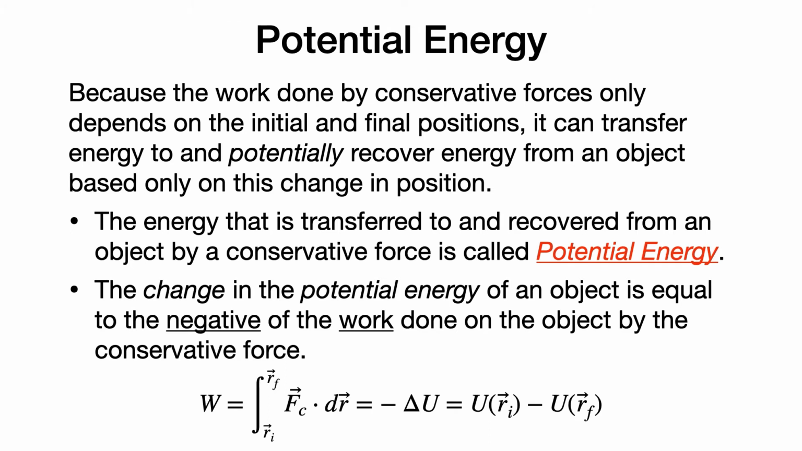Because the work done by conservative forces only depends on the initial and final positions of the object, it can transfer energy to and potentially recover energy from an object based only on its change in position. The energy that is transferred to and recovered from an object by a conservative force is called potential energy. The change in the potential energy of an object is equal to the negative of the work done on the object by the conservative force. So we can write the work as minus the change in the potential energy. That is, the potential energy at the initial position minus the potential energy at the final position.